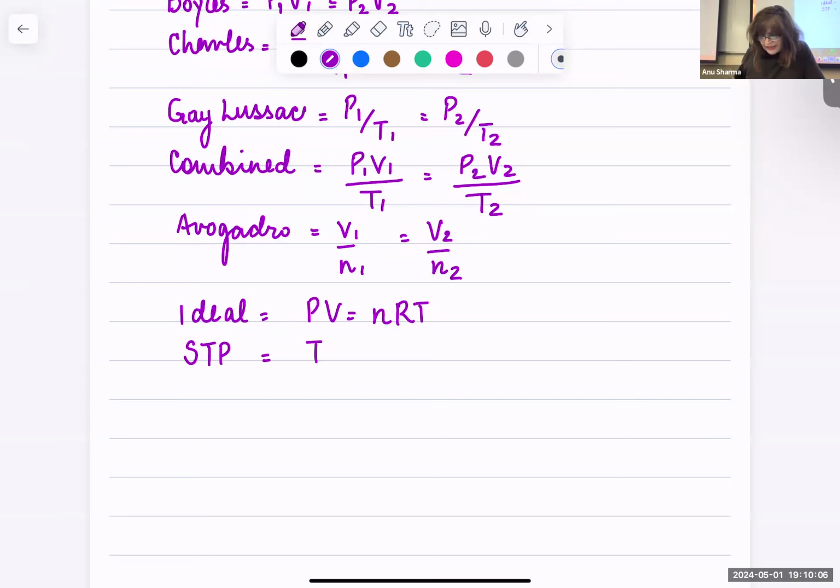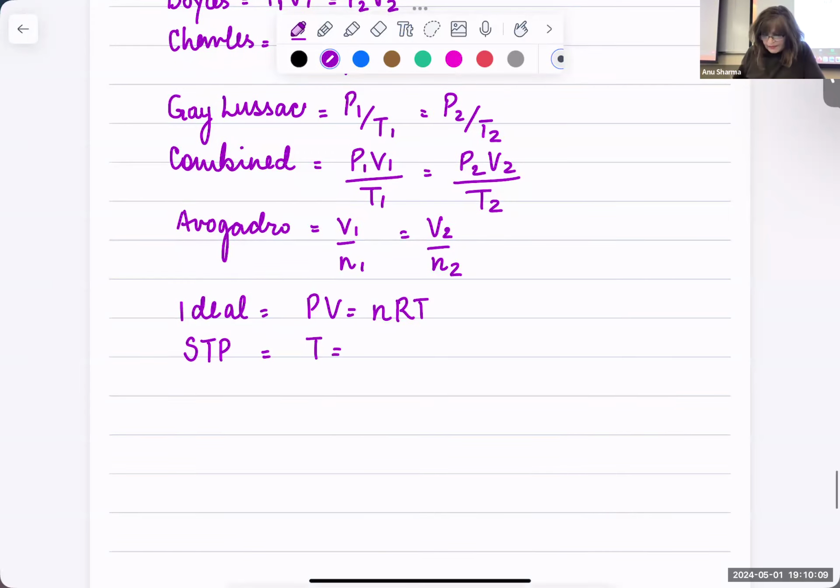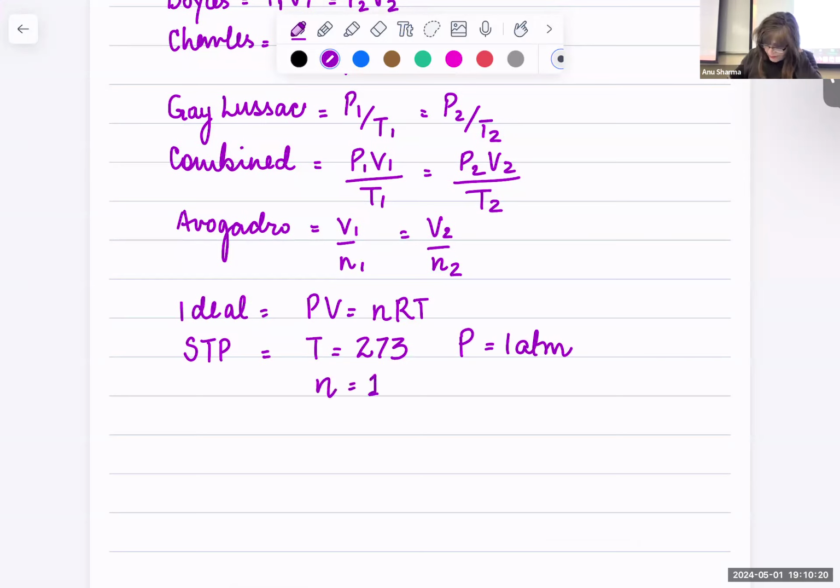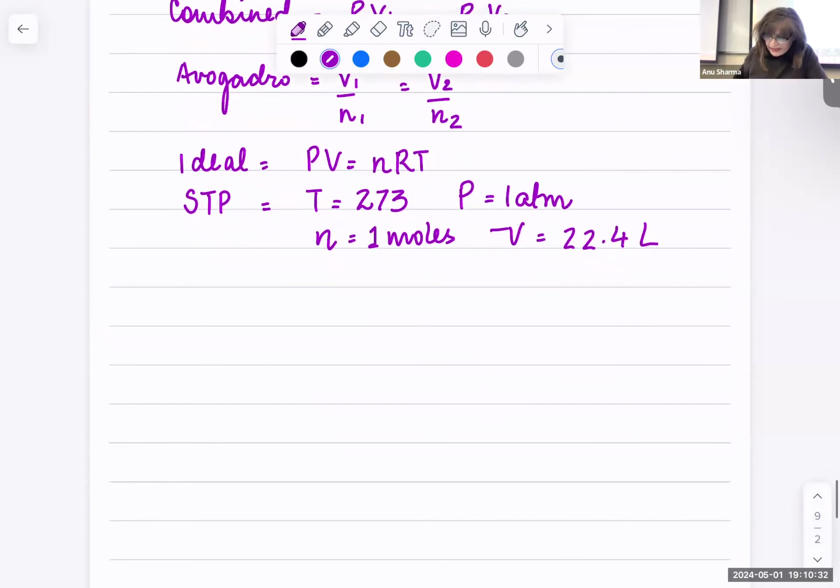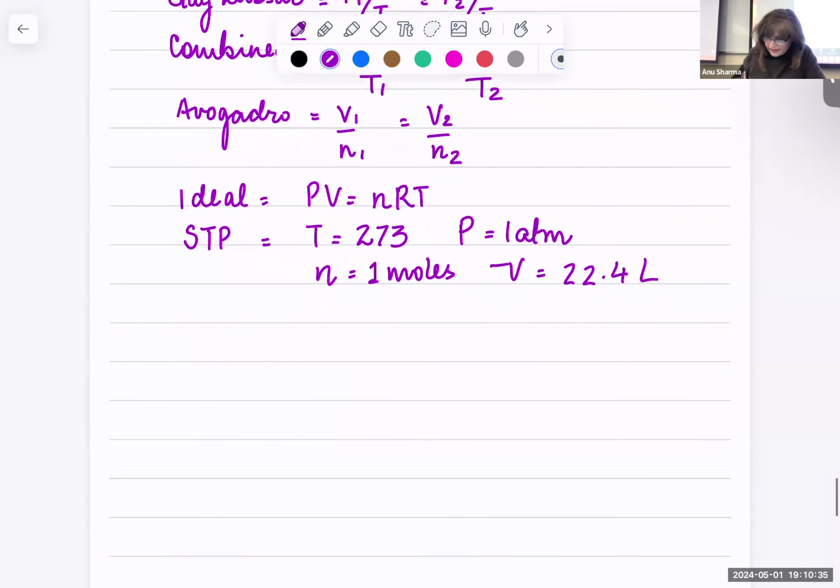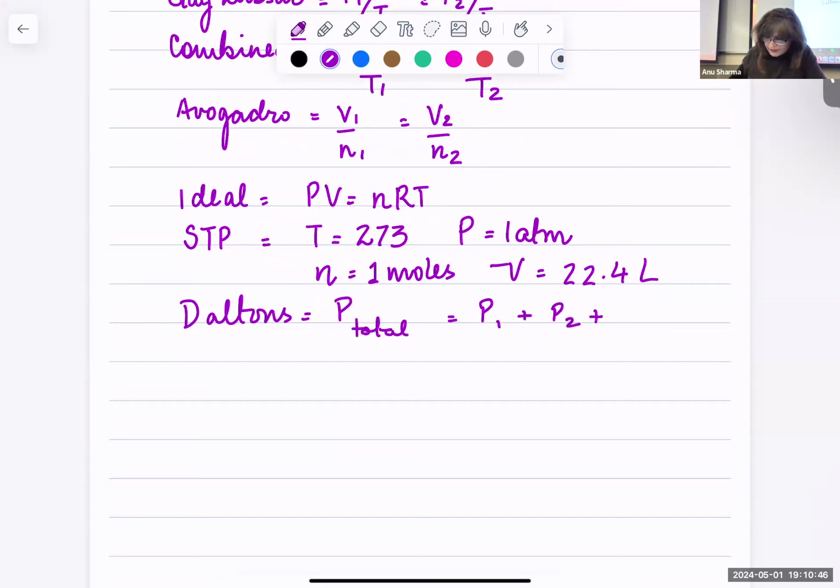STP: if the question is saying STP, temperature given is 273, pressure is 1 atm, right? Moles is 1 mole, and volume is 22.4 liters. So these things, and then Dalton's law. Dalton's law is total pressure, P total, is equal to P1 plus P2 plus P3.